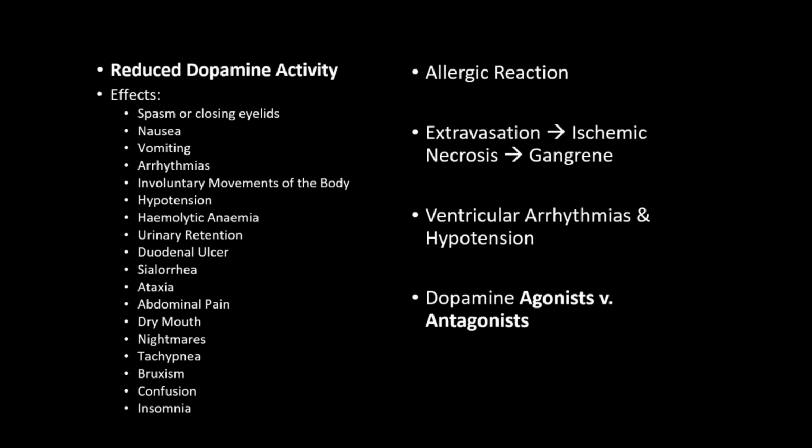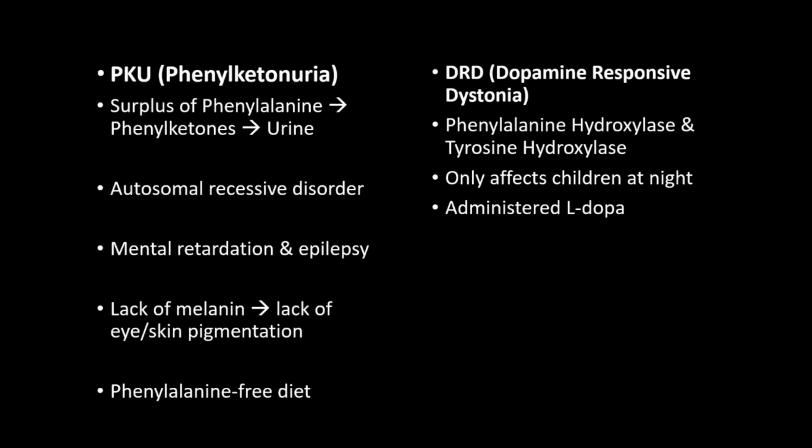For example, apomorphine, bromocriptine, and rotigotine. Or they can involve antagonists, which inhibit the dopamine activity by suppressing the release or absorption of dopamine. Now, first we're going to talk about some conditions that are the result of reduced dopamine activity. The first being PKU, or phenylketonuria.